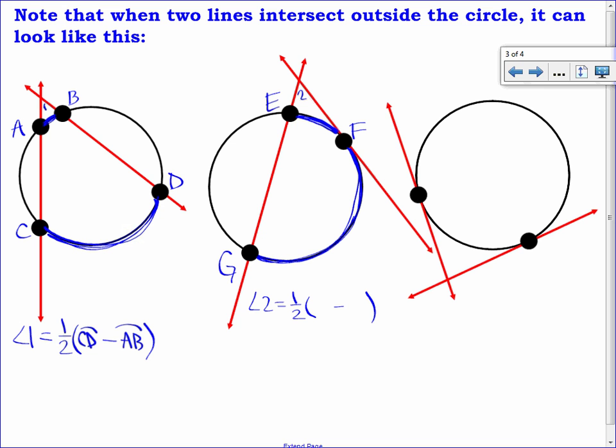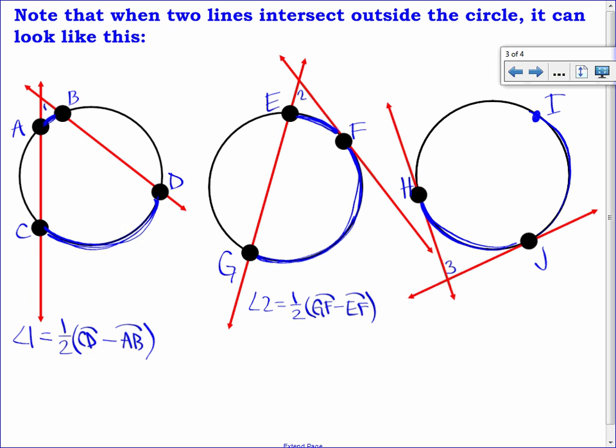GF minus EF. Good. Everyone see those two arcs? Okay, here's the last situation. Let's label this 3. We'll put an H here. Let's put another dot out here, an I and a J. Okay, so again, there's always two arcs that are created.